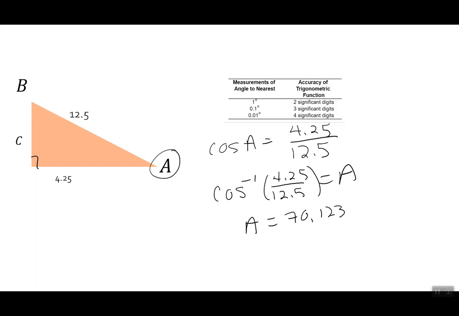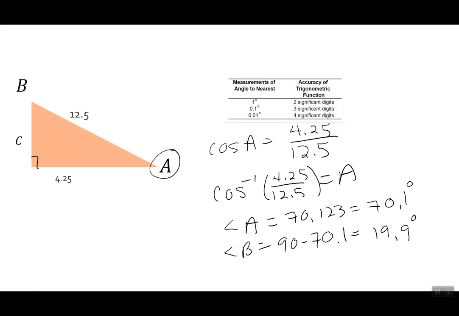I'm going to stop there and look back and see, what do I think I'm supposed to do? I can say I have three significant digits for both of my sides that were given. So 3 significant digits says you can give the degree to one decimal place. So I should make this 70.1 degrees. Okay. Now I know angle A. Let's do angle B. Angle B is easier. I can do 90 minus 70.1, which is 19.9 degrees.